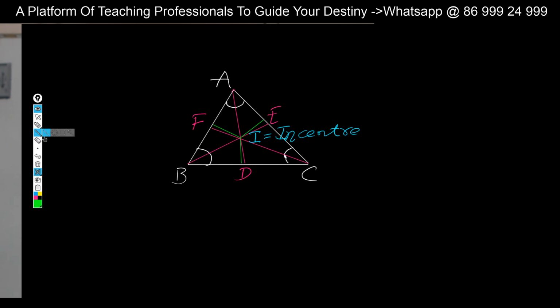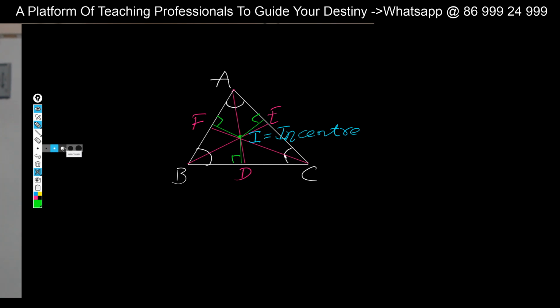Now, what is happening here in this case? The perpendicular distance from the incenter to any side is found to be equal. This length and this length, perpendicular, no? All the three are equal. So, because these three perpendicular distances are equal from the incenter I, take I as center.